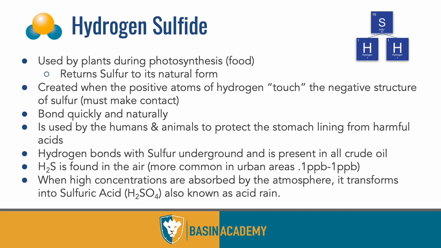So introducing hydrogen sulfide is pretty easy. It's found everywhere. Trace amounts are in pretty much all organics, including plants, who use it during photosynthesis. It returns sulfur to its natural form during that process. It's also generally created when positive atoms of hydrogen touch the negative structure of sulfur. They have to make contact, and once they connect, you can get an H₂S. They bond quickly and naturally.